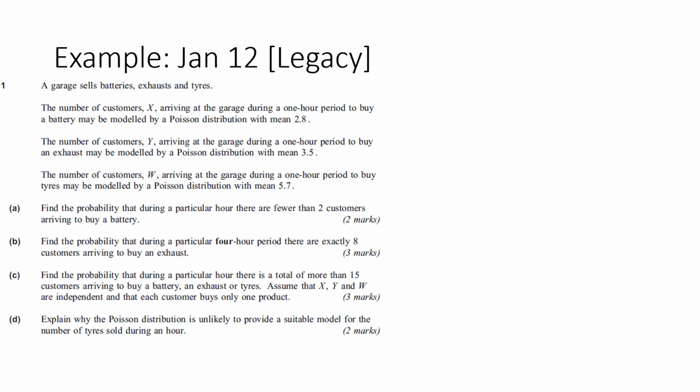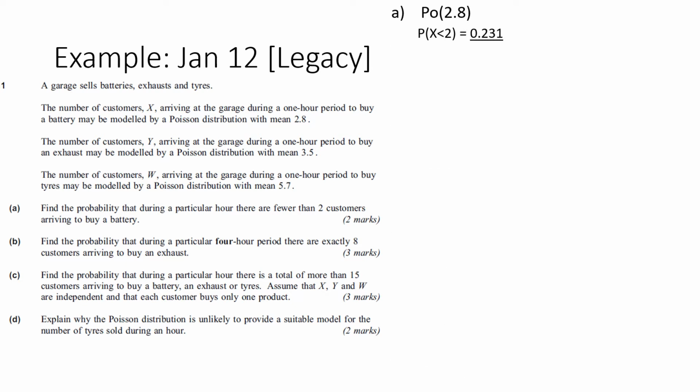So here we've got an example. You've got X, Y, and Z. Battery, exhaust, and is it tyres? Yes, it's tyres. Part A, find the probability that during any particular hour, so each one of these says per hour, per hour, per hour, there are fewer than 2 buying battery. Battery is X. So X less than 2.